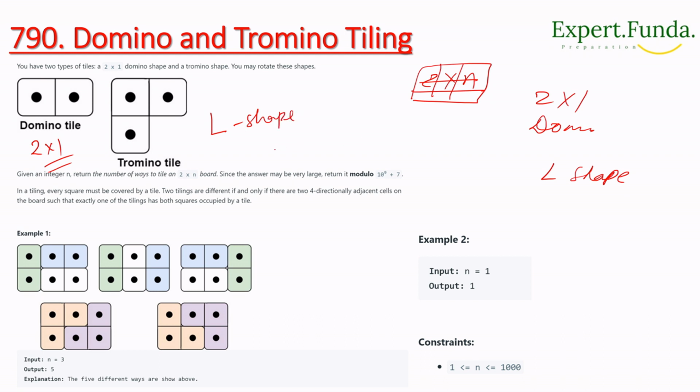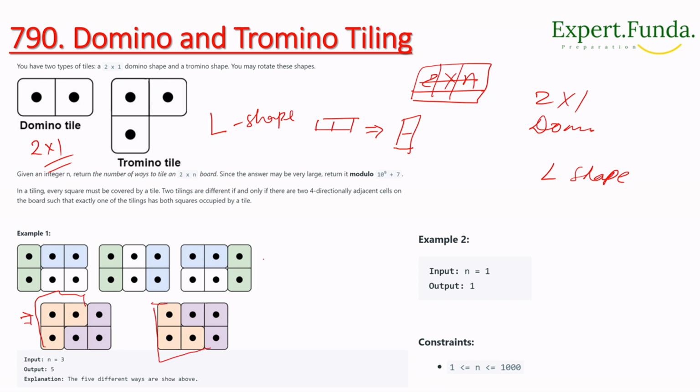Now we also have to note that rotation of these shapes is allowed. If this is a straightforward 2 cross n, like this one, we can rotate it like this. And if this is like this, we can rotate it like this. Initially it is this shape, we are doing it like this, and now it has been rotated.